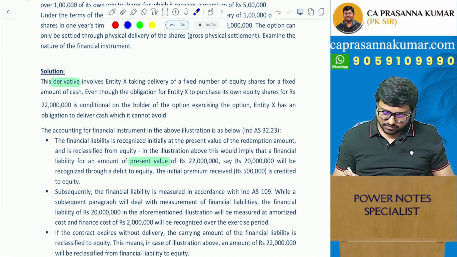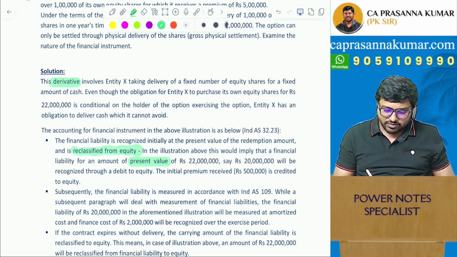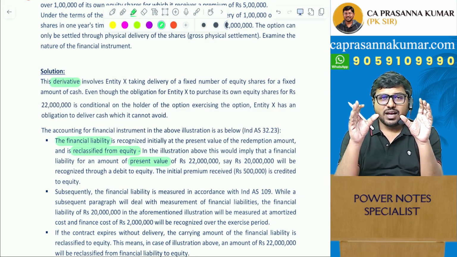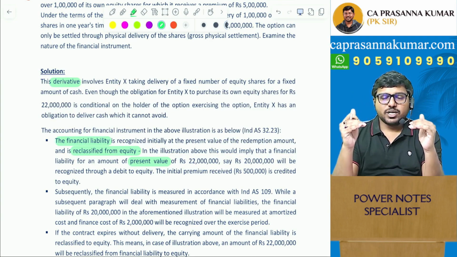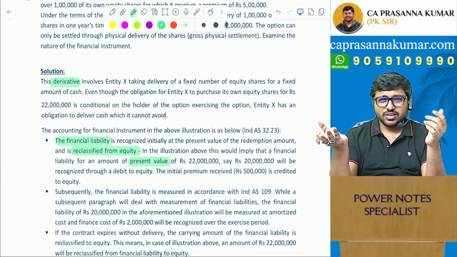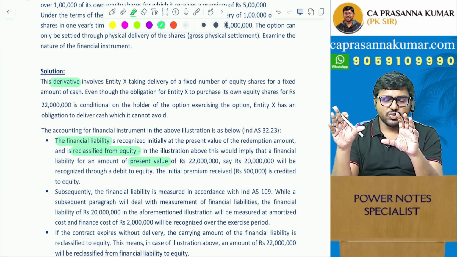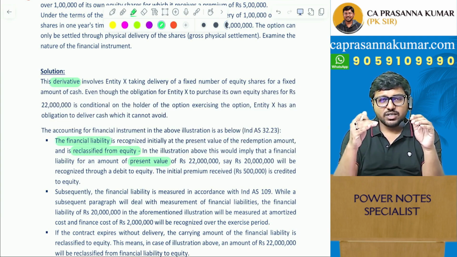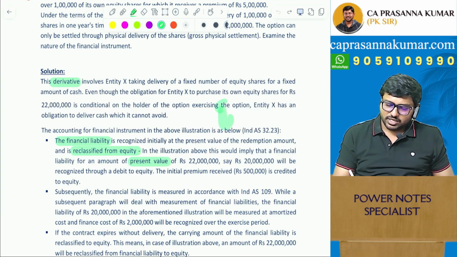Reclassified from equity to financial liability means what? That amount is under the equity column, and you need to take it out. Taking it out means equity has to be reduced. How will you reduce the equity? Equity is showing a credit balance, so you have to debit it to reduce it, and then you will credit the financial liability. So the entry will be equity to financial liability.